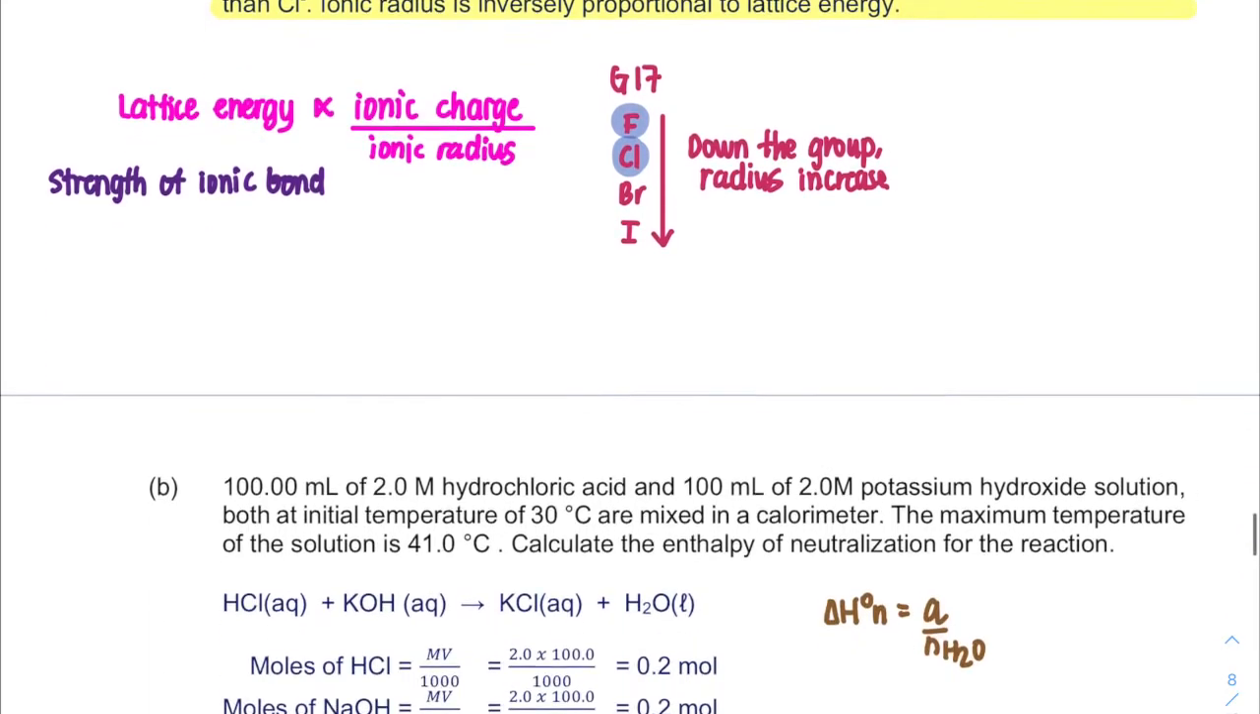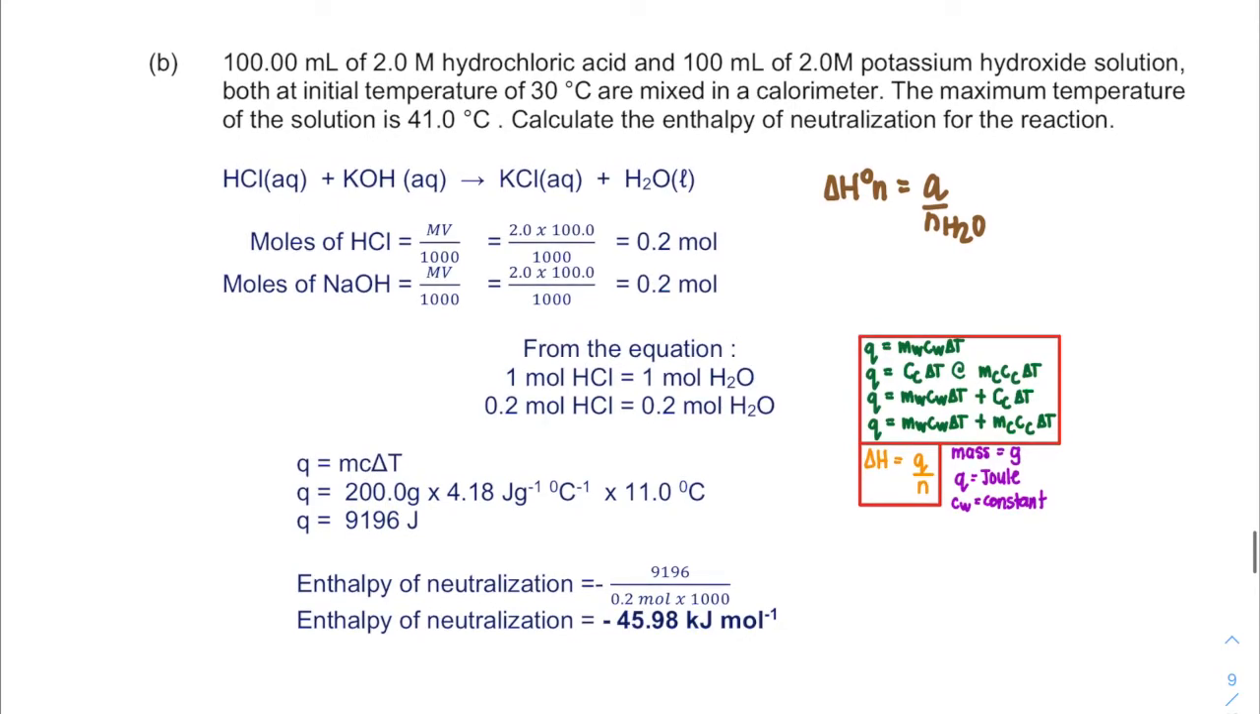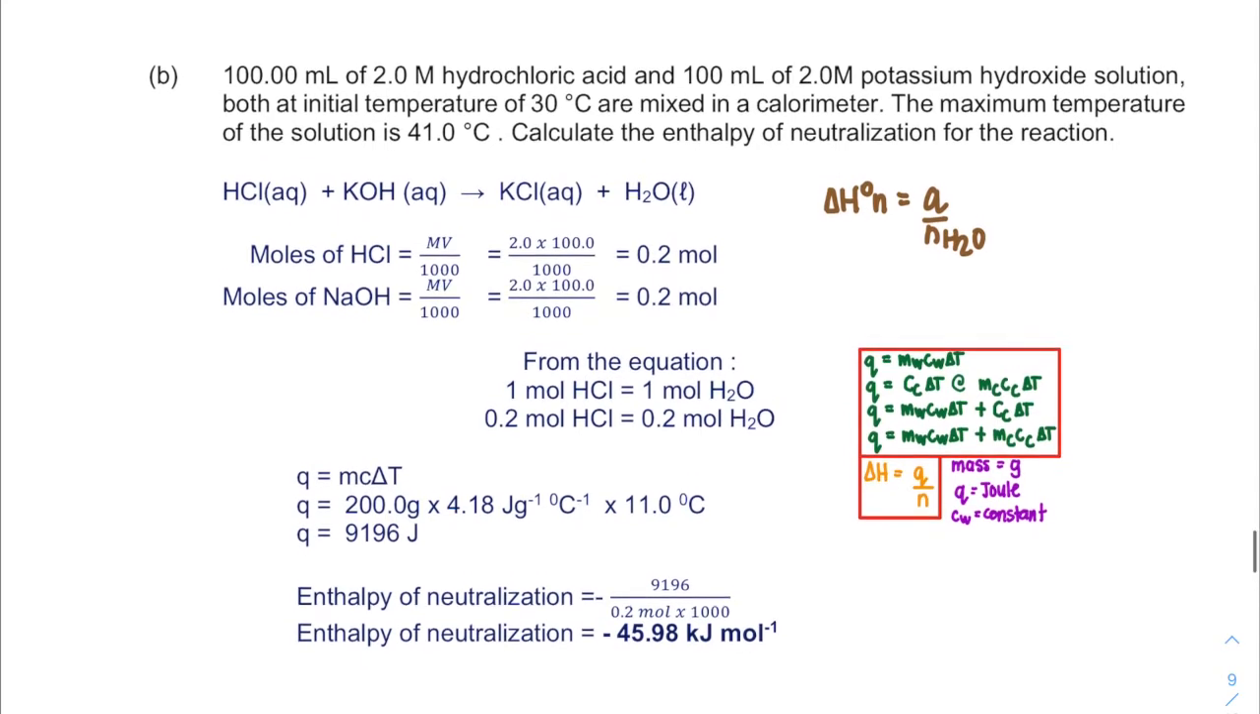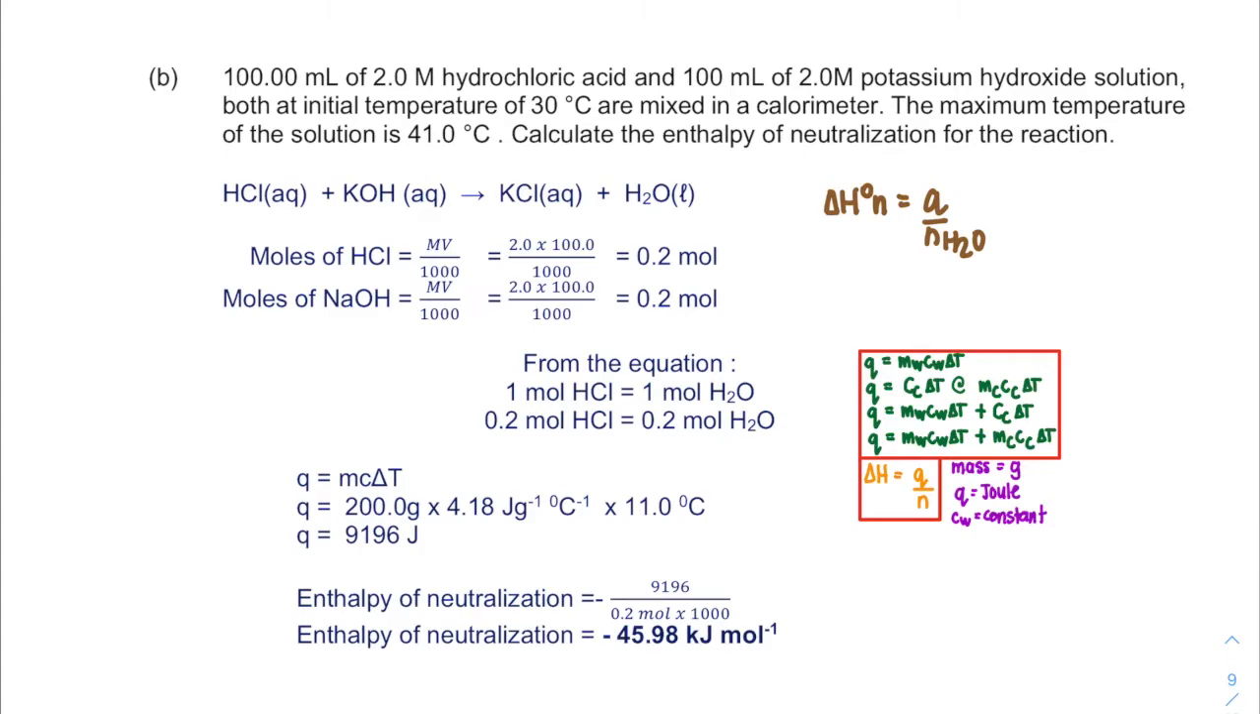Okay, the last question. If you remember, this is your experiment for the calorimeter. The experiment is easy, the calculation is the part that is a bit confusing. So here it mentions 100 ml of 2 molar hydrochloric acid and 100 ml of 2 molar potassium hydroxide solution are mixed in a calorimeter with an initial temperature of 30 degrees Celsius. The maximum temperature of the solution is 41 degrees Celsius. Calculate the enthalpy of neutralization.